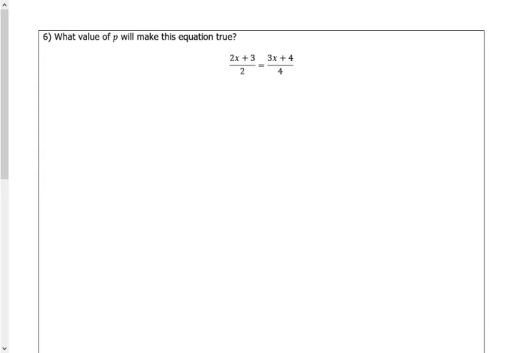Okay, now we kind of shift gears. So we've done substitution, we've done domain and range. So I'm going to keep a little running tally here.